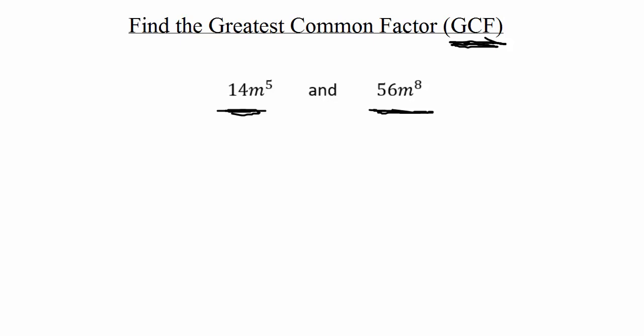So we're trying to find the biggest multiple, or the biggest number, the biggest variables that we can multiply that are within these examples. So taking a look at our numbers 14 and 56. Now we could do factor trees for both of these numbers, but I want to talk to you about a different way to look at it.